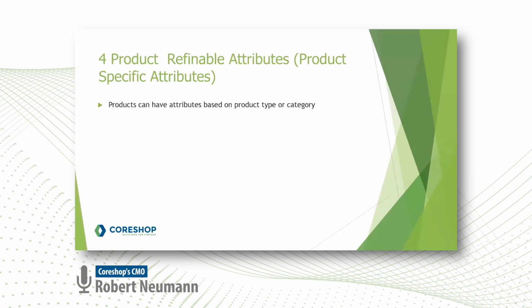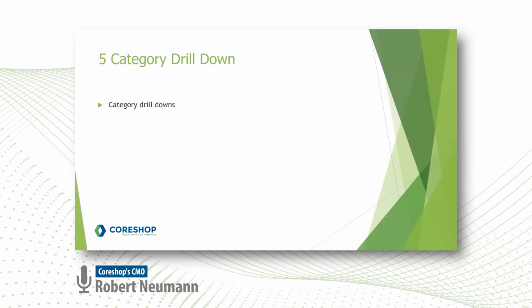So being able to provide refinable attributes that go across product types, categories is really what allows you to describe things better, search for things better, and provide this as a better service to your customers. The fifth thing that we want to talk about is really then being able to drill down inside of a category, view the various products, understand all of those attributes, all of those descriptions, and of course, unique pricing possibilities.